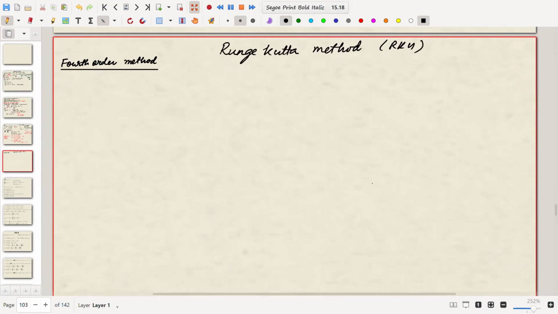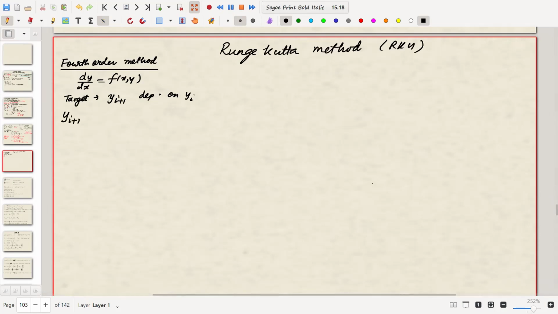As usual, what should be our target? To find the value of y. If given dy by dx is f of x comma y, our target is to find y_{i+1} depending on y_i. And then slowly, at each evaluation step, you find y_{i+1} so that you cover the time domain and find all the solutions. That's the idea. Now, what is y_{i+1} for the fourth order Runge-Kutta?